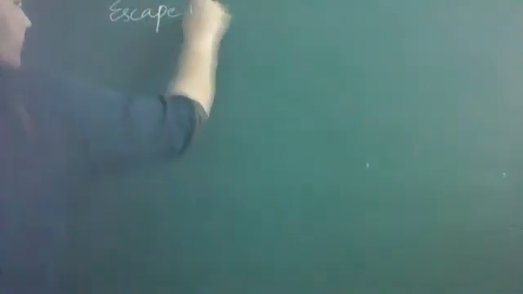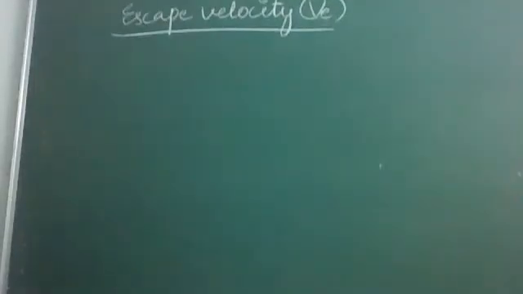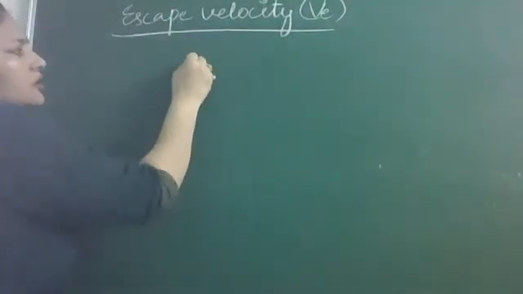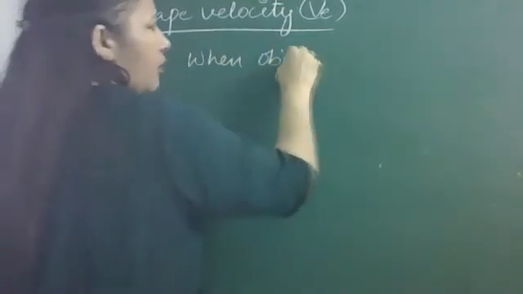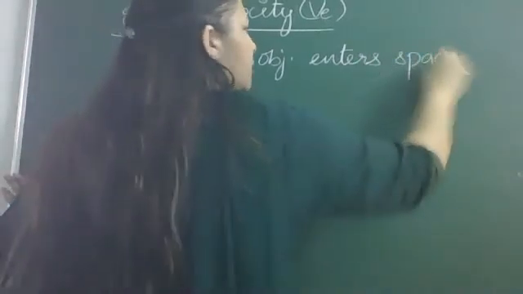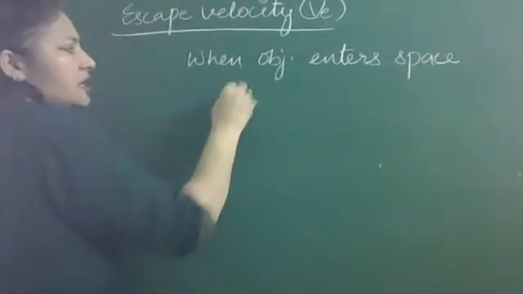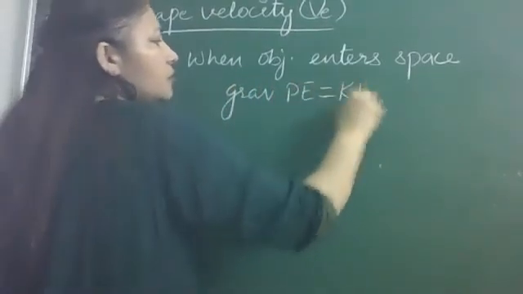Okay, so escape velocity, denoted by VE. What was our expression? What was the logic here? When the object enters space after escaping the gravitational pull of Earth, where does its gravitational potential energy go? It is converted into kinetic energy.